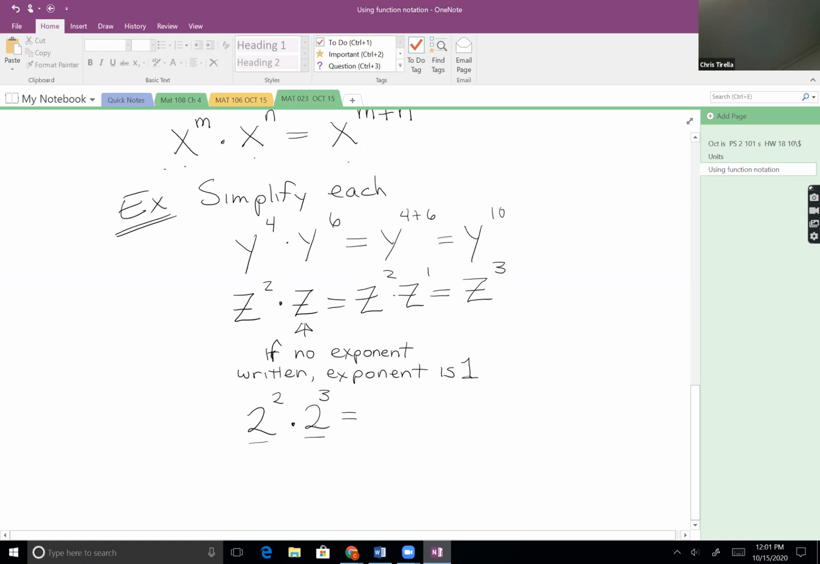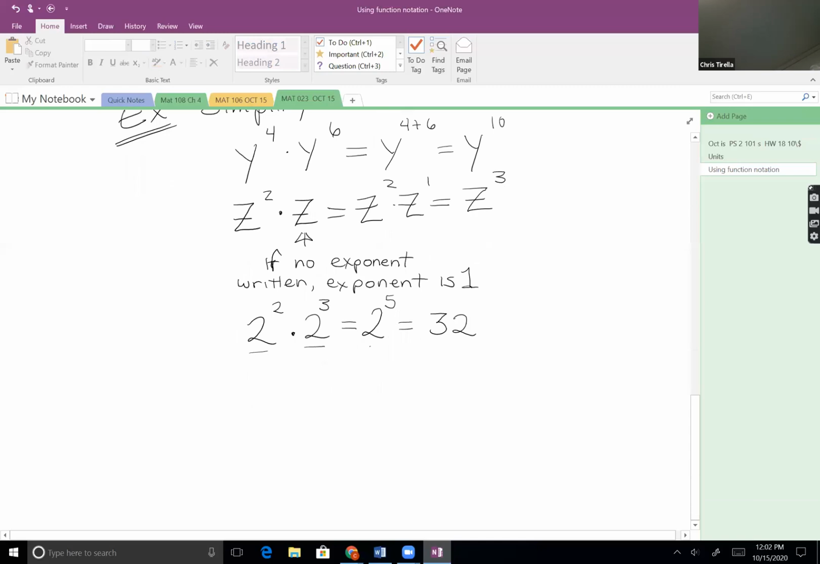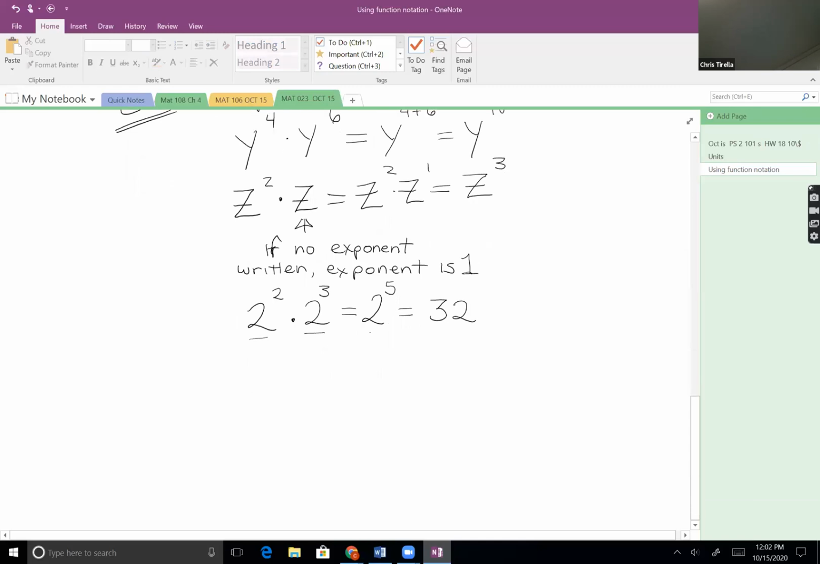So here my bases are both 2. I am going to keep that base of 2, and instead I'll add the exponents, and then I'll evaluate: 2 to the 5th is equal to 32. So even if the bases are numeric, the bases must be the same and stay the same.